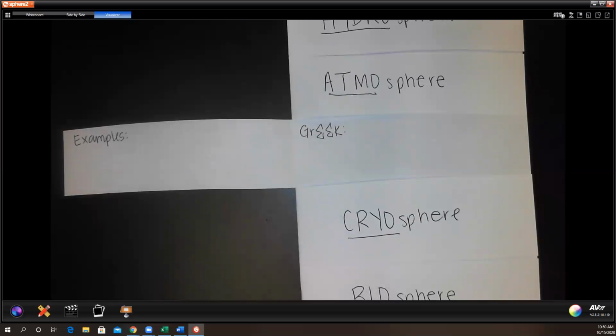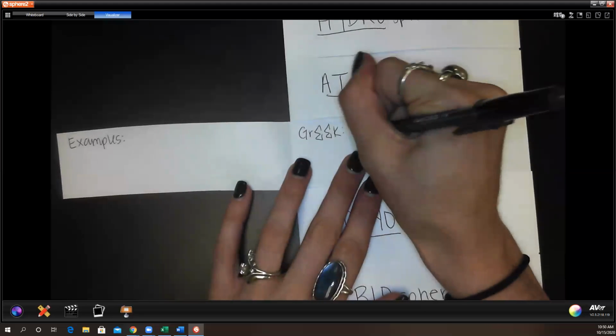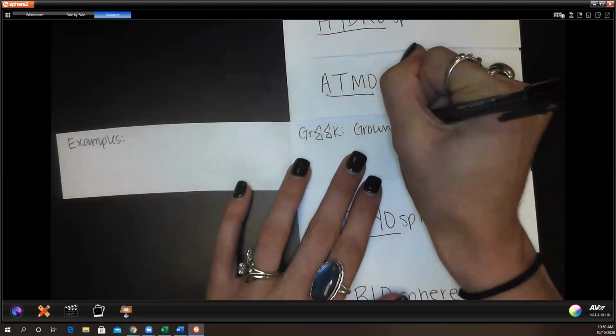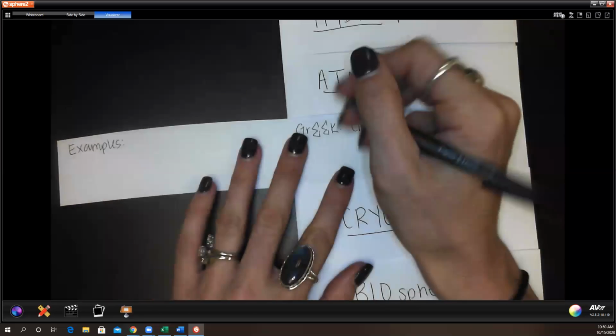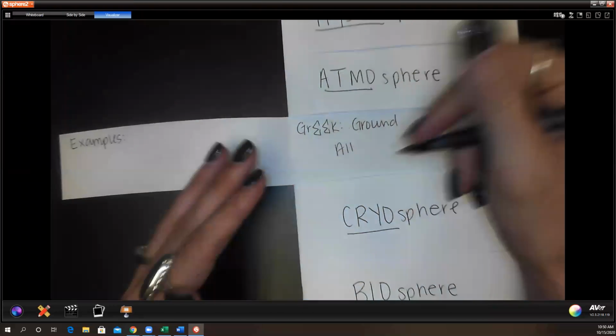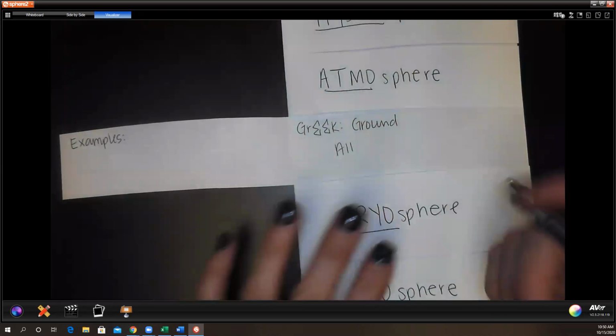So knowing that geocentric is when the Earth is in the center, what do we think geo stands for? Geo means Earth in Greek, right? It means ground in Greek. But what it means in terms of this is all of the solid parts of Earth, right? All that solid Earth.